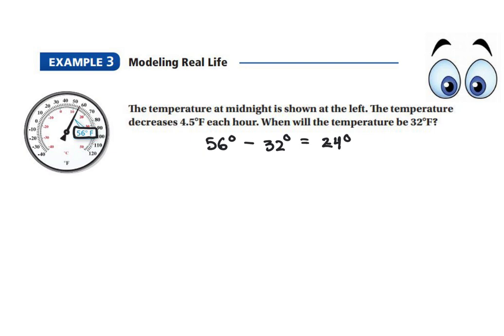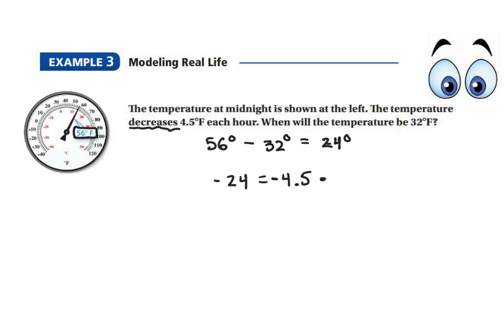We know that the temperature will decrease 4.5 degrees per hour. So let's write our equation then. A temperature of 24 degrees, and let's actually think more carefully. The temperature is going to be dropping, so this would be negative 24 degrees, and that's going to equal 4.5, because that's how much the temperature is going to decrease each hour. That also would be negative since it says decreases.